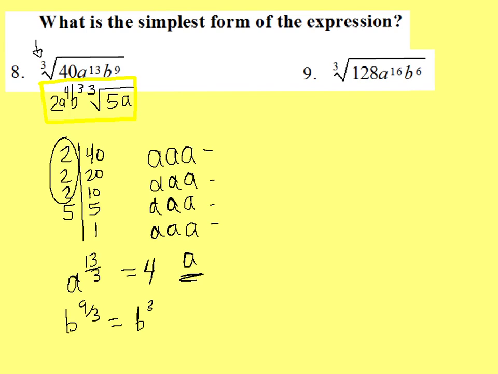All right, number 9. Let's simplify that one. So again, we have an index of 3. So we're just going to break this apart and separate it one term at a time.